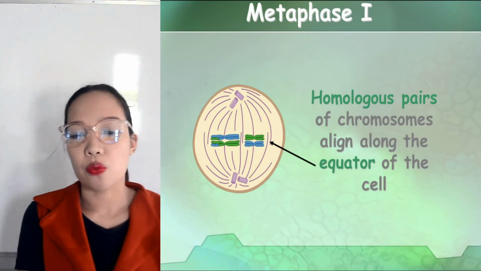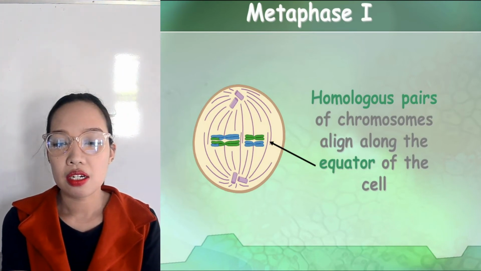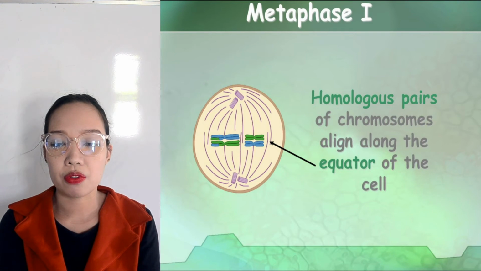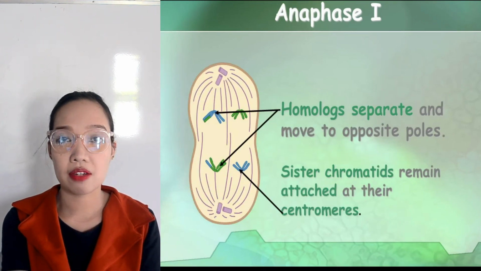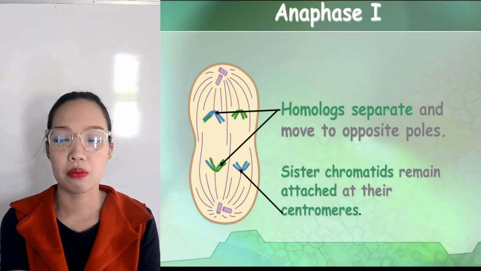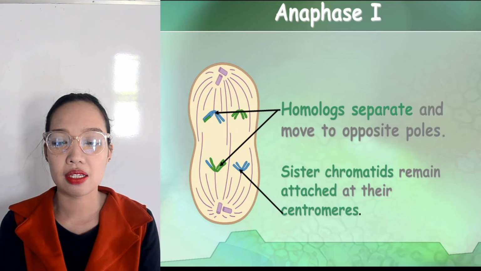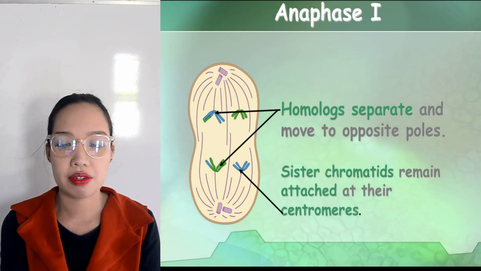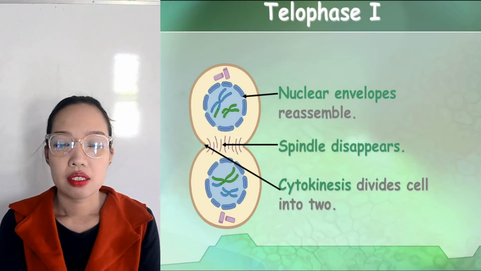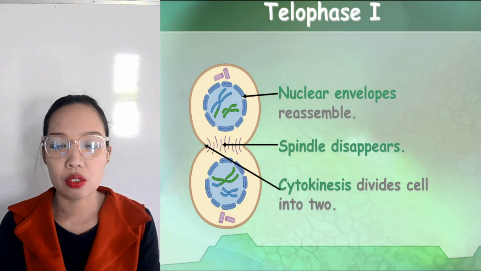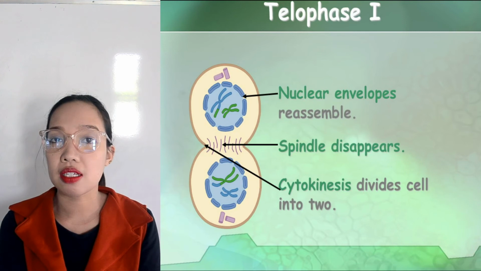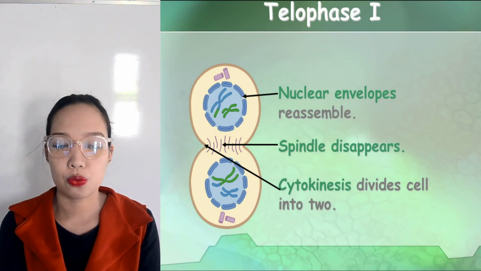Next is the metaphase I. Here, homologous pairs of chromosomes align along the equator of the cell. In anaphase I, homologs separate and move to opposite poles, and sister chromatids remain attached at their centromeres. In telophase I, nuclear envelopes reassemble, the spindle disappears, and cytokinesis divides the cell into two.